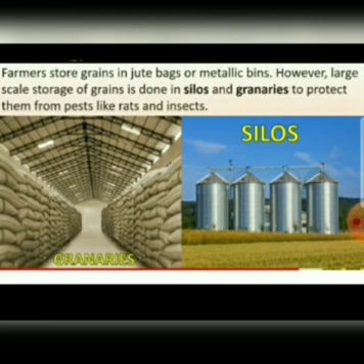Farmers store grains in jute bags or metallic bins. Can you see in the given picture how they are stored in the jute bags or metallic bins? However, large scale storage of grain is done in silos and granaries. Can you see the silos picture? Large storage is done in that to protect the grains from pests like rats and insects.